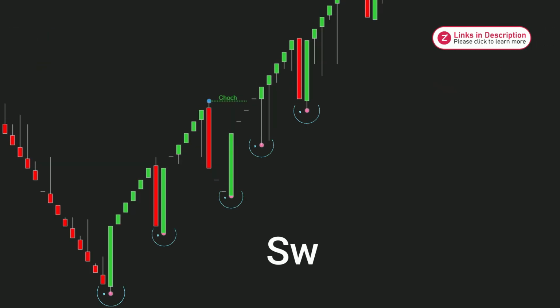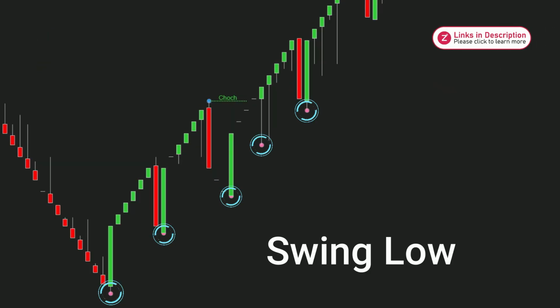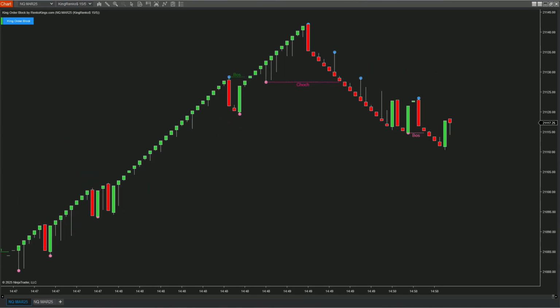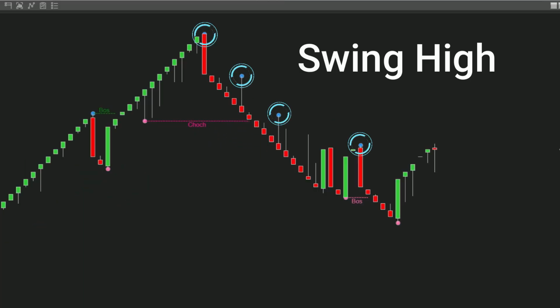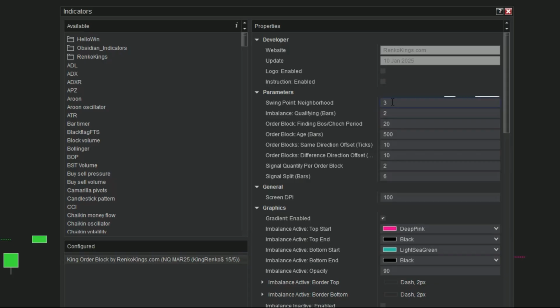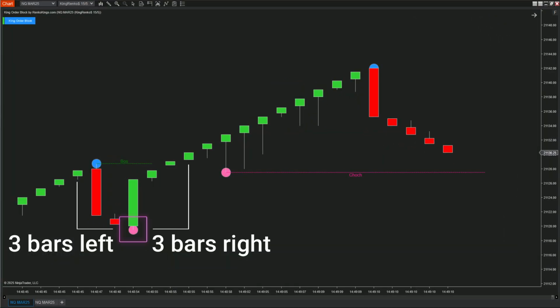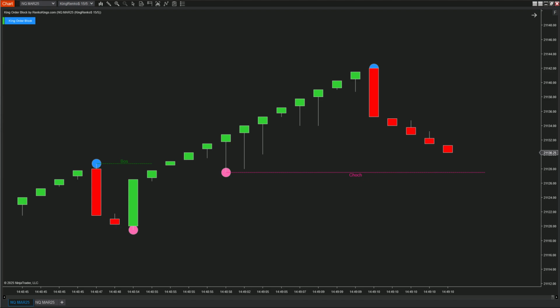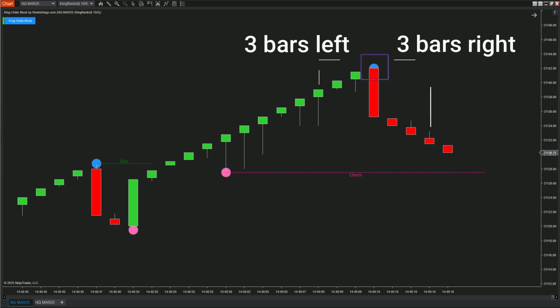We will be looking for two of the most common swing points: swing low, marked with pink dots, and swing high, marked with green dots. Swing points are determined by the neighborhood. This means that if you set the neighborhood to 3, the swing low must be lower than the prices of the 3 candles before it and lower than the prices of the 3 candles after it. Similarly, a swing high must be higher than the prices of the 3 candles before it and higher than the prices of the 3 candles after it.